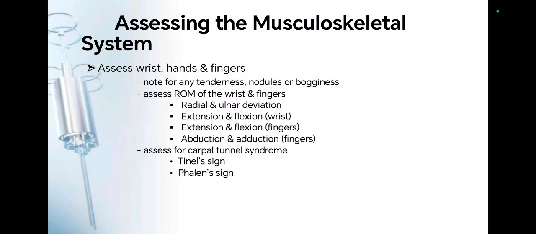Okay, we have your Tinel signs and Phalen signs. If there is pain around the wrist area of the patient while flexing and extending the wrist, that's a positive sign that the patient may experience carpal tunnel syndrome.